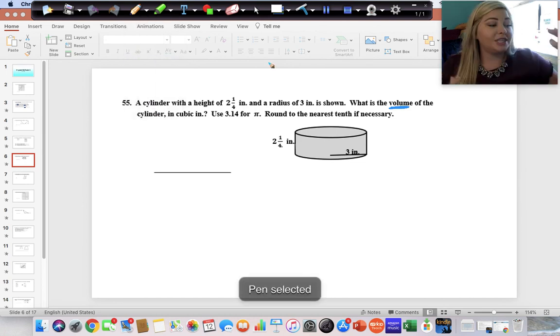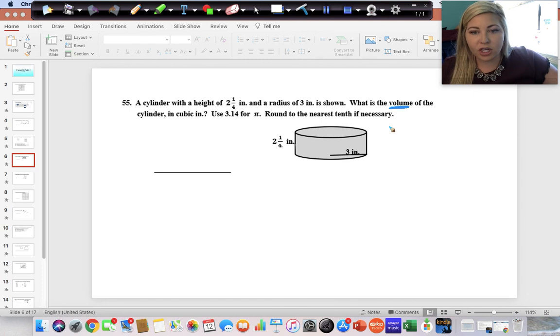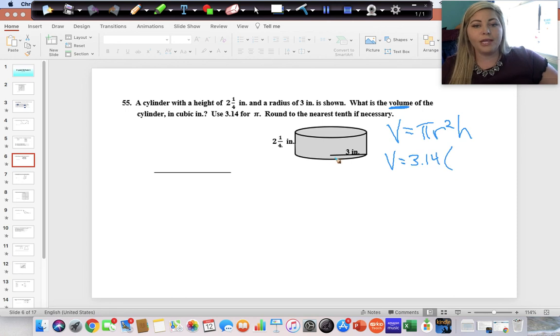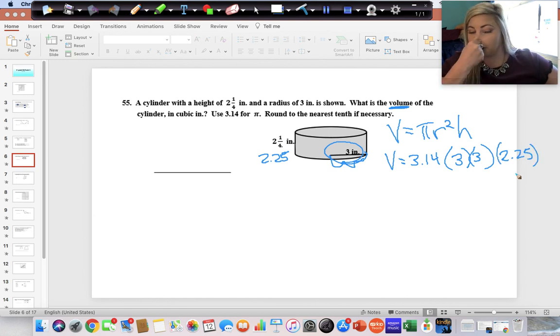Okay, so we need to use the volume formula, which is pi r squared times the height. So our volume is equal to, we're going to use 3.14 for pi. Our radius is 3 inches. This is our radius here. So radius squared means 3 times 3. And then our height is 2 1/4. I would personally change this to decimals because in my opinion decimals are a little bit easier to work with. So 2 1/4, I know in my head that that is 2.25. 1/4 is worth 25 cents, so 0.25. So 2.25. And then you're just going to multiply all of these together.